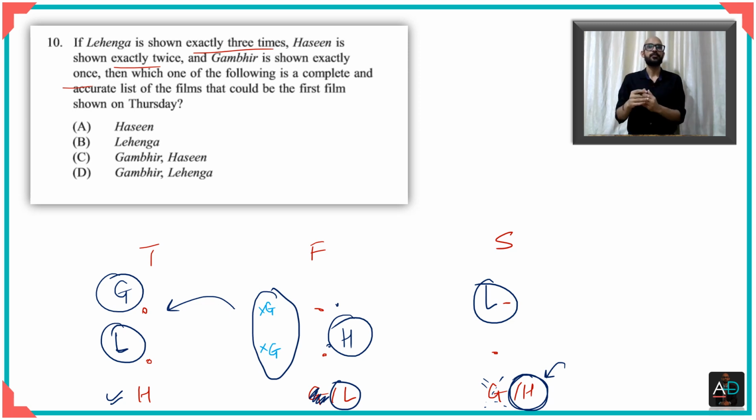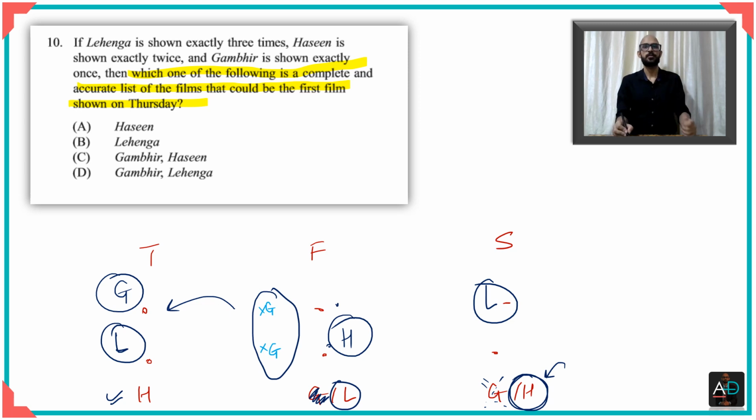Now, as you can see, you don't have a very clear picture in your head, but you are not here to get a clear picture. You are here to solve the question, and therefore now we look at the question. Perhaps we know enough to be able to solve the question. First, let's understand as to what the question says. The question asks you that if Gambhir, Lehenga and Haseen are shown a certain number of times, then which one of the following, look at the question, it's very important to understand the question. It says then which one of the following is a complete and accurate list of the films of the first film shown on Saturday.